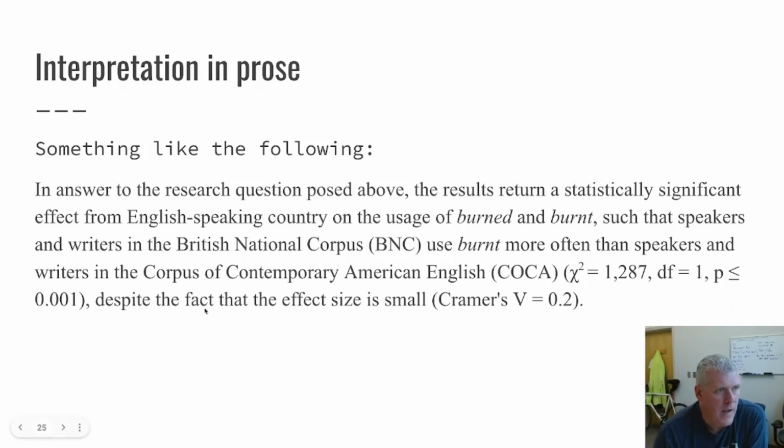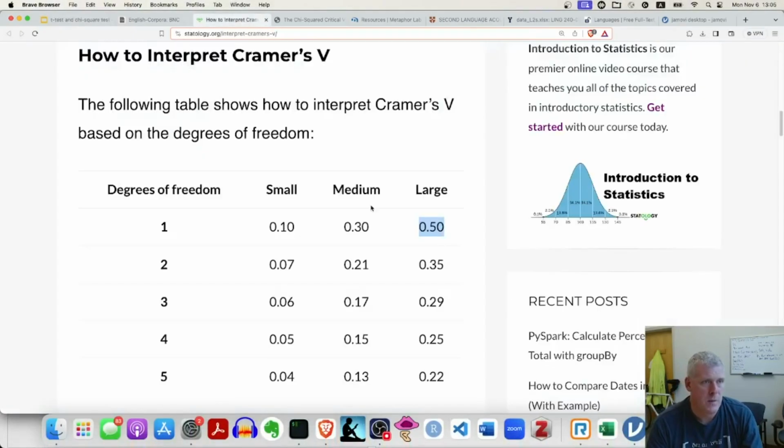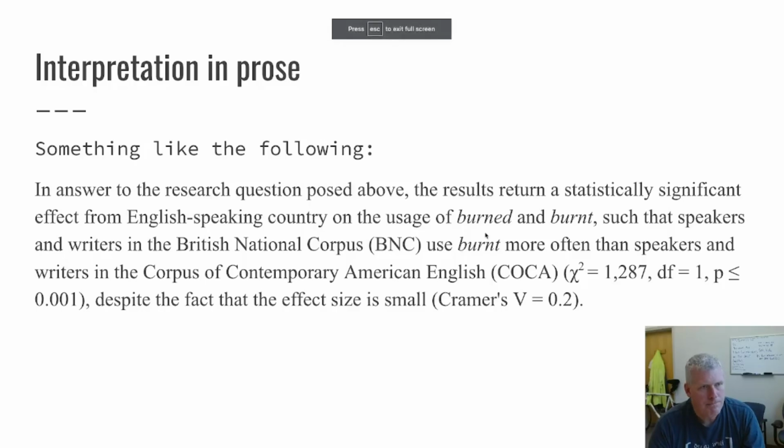And then, despite the fact that the effect size is small, Cramer's V is 0.2. Now the reason I know that effect size is small is because I looked at this table and I have 1 degree of freedom and it falls between small and medium, so it stays within the small range. This is like the threshold above which you get small effect sizes, and then above 0.3 you get medium, and above 0.5 you get large. So it's still within the small range. So that's what I would say here in this little write-up. Okay, so that is how I would do chi-square tests with Jamovi.